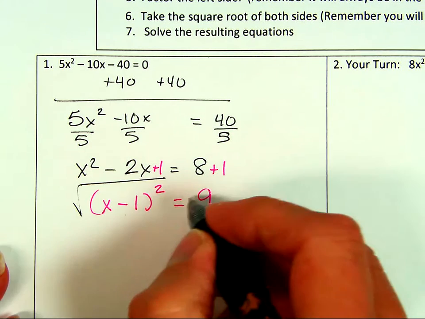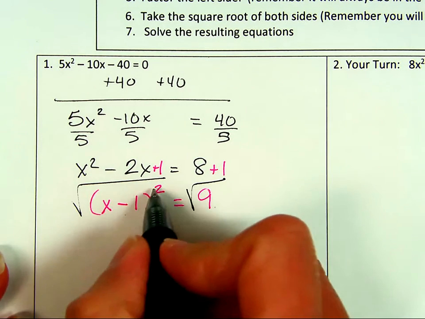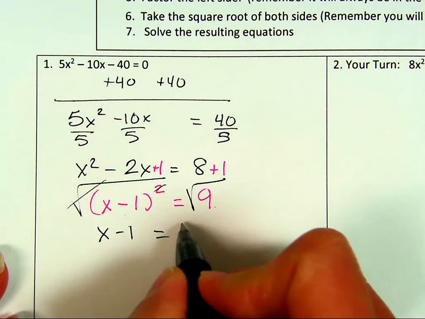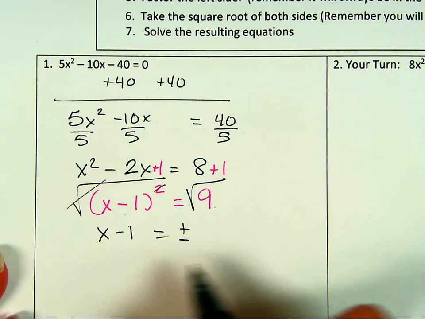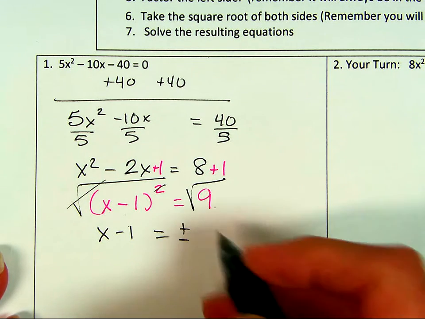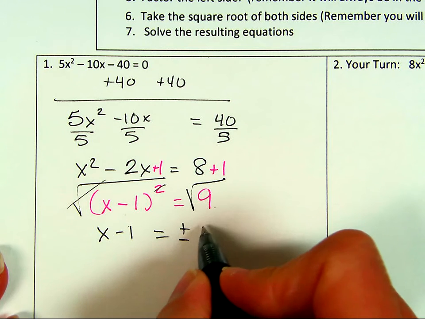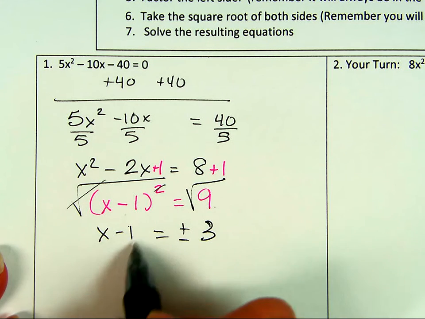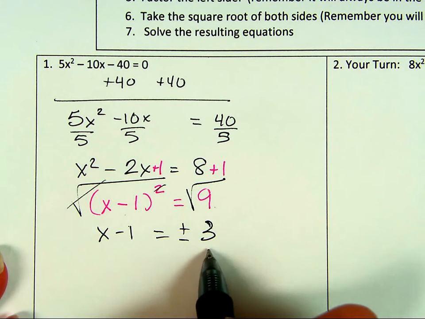So then if I square root both sides, the squared and the square root cancel each other out on the left. And on the right, I always get a plus or minus when I square root both sides because there's two answers that get 9 when I square it, 3 and negative 3. So the square root of 9 is 3. I know that this expression either has to equal a 3 or a negative 3.